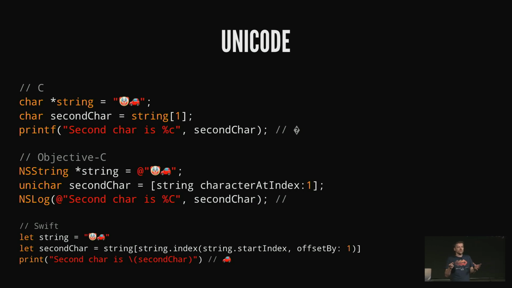So I've got this Unicode string, and appropriately it's a clown car. And in C, I'm trying to pull out the second character. I'm asking for index 1, and it's just giving me garbage back. So I'll try it in Objective-C. Objective-C is kind of Unicode friendly, right?